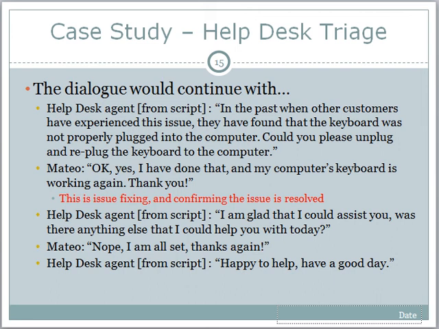Again, think about the automated help desk triage scripts based on voice. There must be a lot of different kinds of programming.